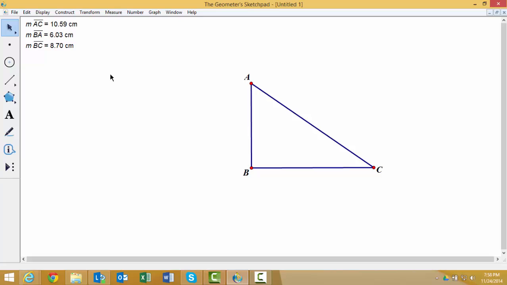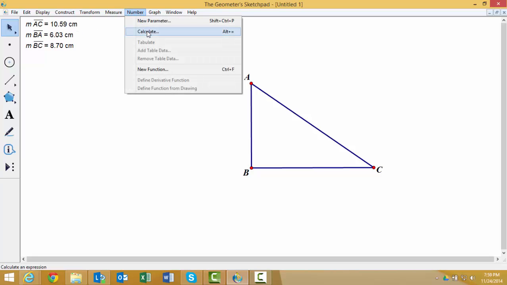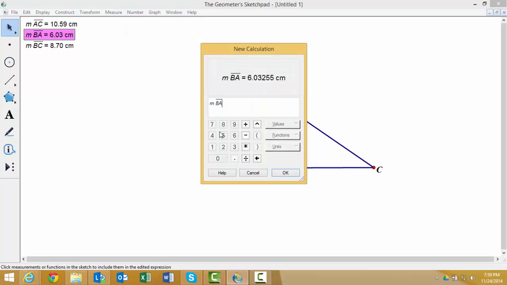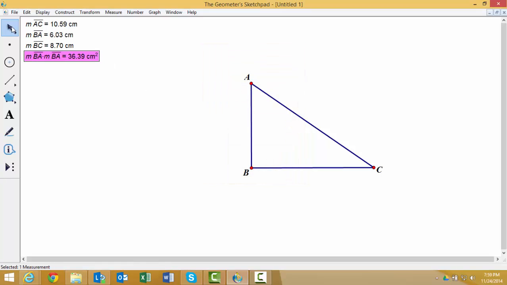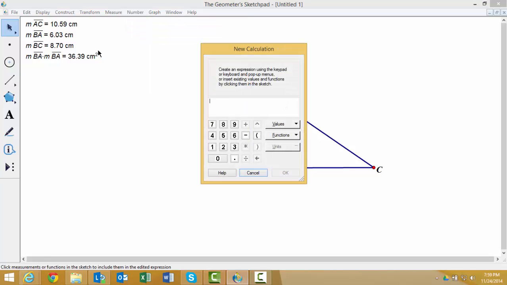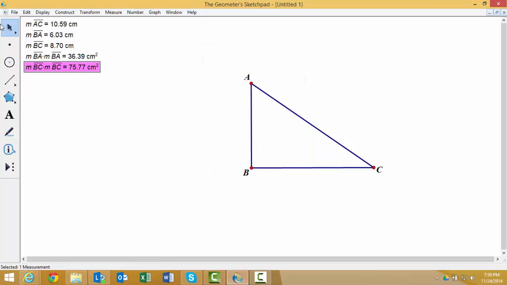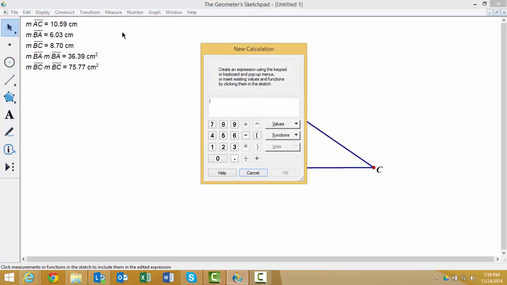So let me square these. I want to square all these things. The way I do that is I go to Number, Calculate. I'm going to take that and then times that, so I'm squaring that. Then I'm going to do a similar thing: I go to Number, Calculate, and take BC times BC again, so square that. Then I go back to Number, Calculate, taking that and then times that.